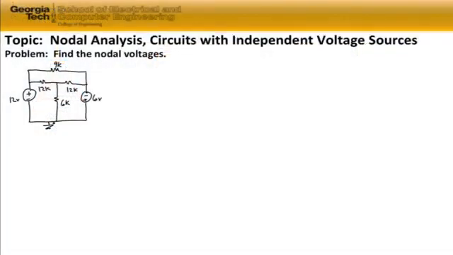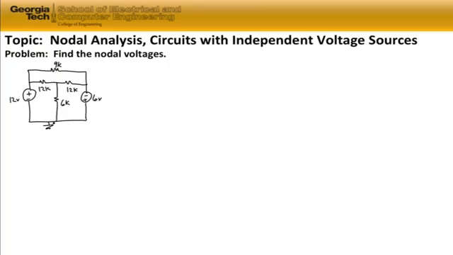The topic of this problem is nodal analysis, and we're going to work on a circuit with independent voltage sources associated with it. The problem is to find the nodal voltages associated with the circuit. We can see from our circuit that we have two independent voltage sources, a 12-volt source on the left-hand side, a 6-volt source on the right-hand side. We also see that there are 4 resistors in series and parallel combinations with the other elements in the circuit.